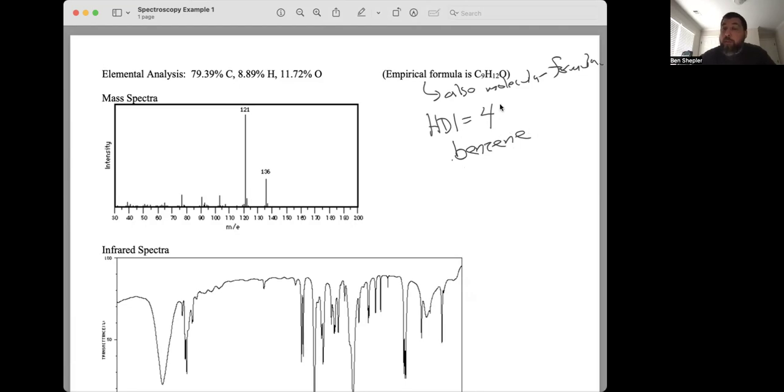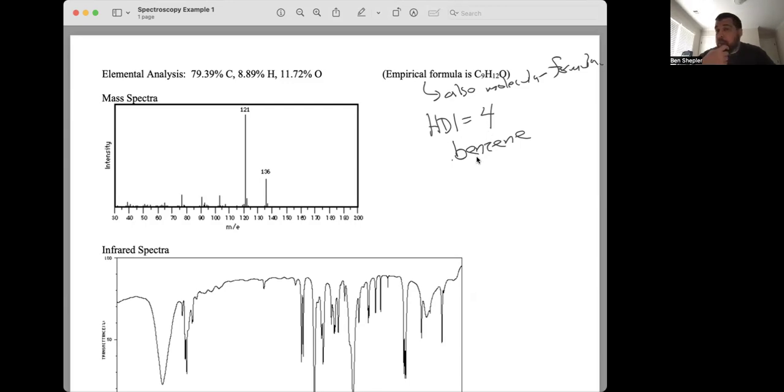But benzene uses up all 4 of our degrees of unsaturation. So that tells me, other than the benzene, there can't be any other pi bonds or rings. So I immediately know I can't have any carboxylic acids or esters or ketones or aldehydes because that would make my HDI too big. The benzene is going to use all four of my HDI.